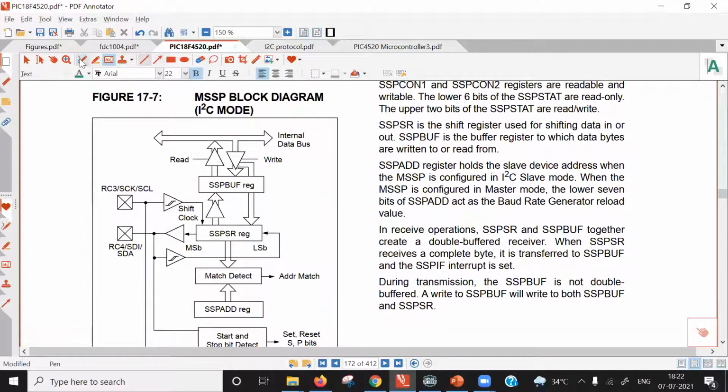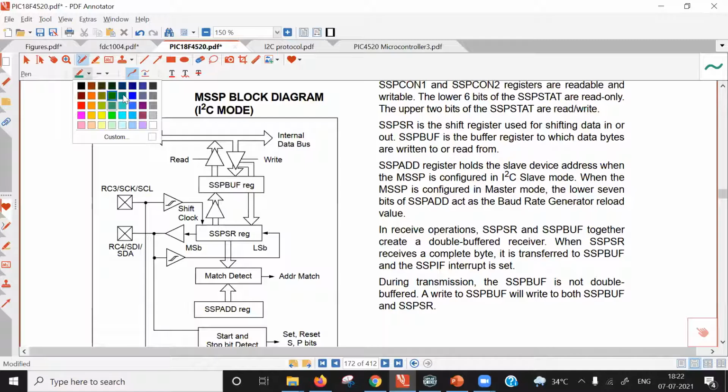The two hardware pins which are used for implementation of the I2C protocol are shown here: the RC3 pin and the RC4 pin. RC4 pin is multiplexed with SDA, serial data, and the RC3 pin is used for the serial clock. So on one line, the clock is transmitted serially, and on another line, data is transmitted in both directions. But please remember, in I2C mode, the slave device cannot initiate a read or write operation. It is the master who initiates read and write operations.